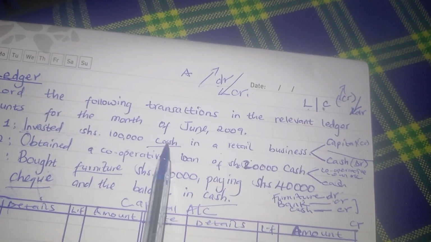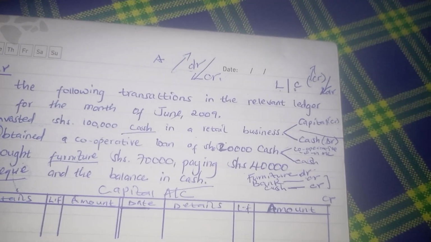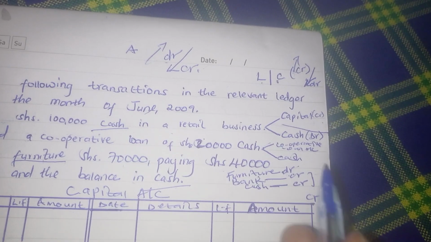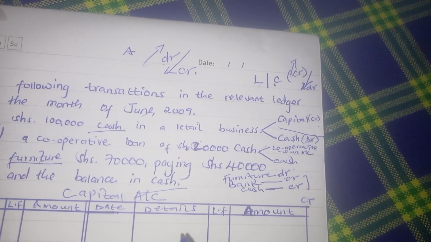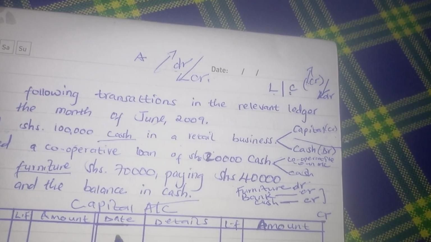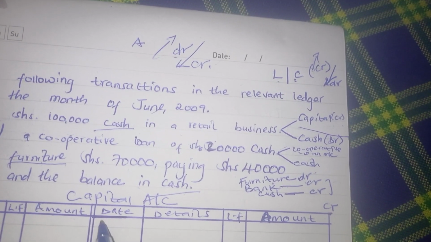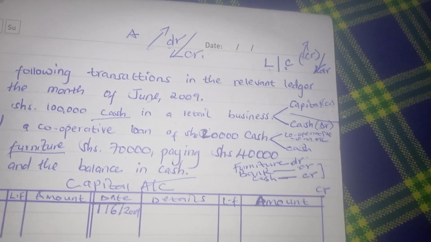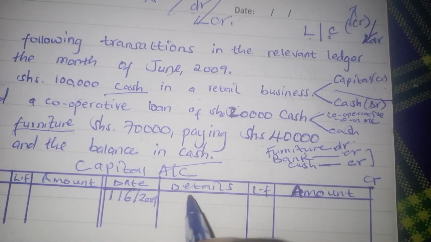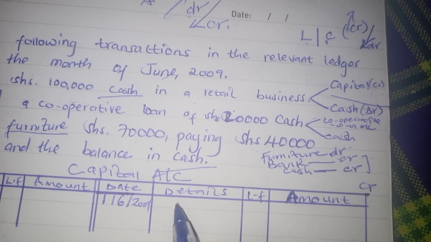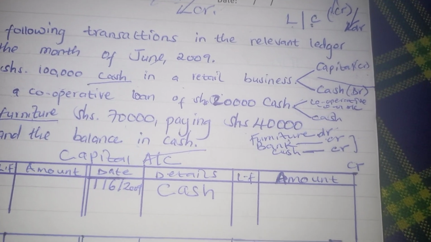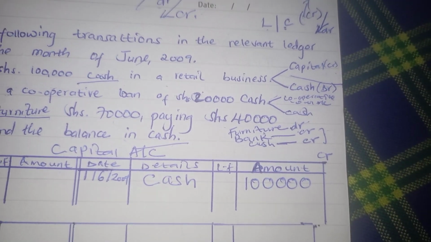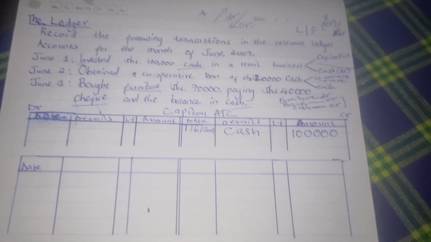Why? Because amount invested increases capital of a given business. So in which form are we getting our investment? That is cash. So that is the detail we are going to record. And the date was June 1st, 2009. This money came into this business in the form of cash, and it amounted to 100,000, and that is it. We are through with the first account.